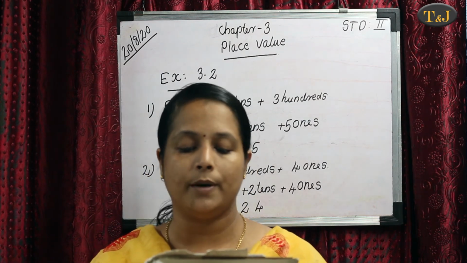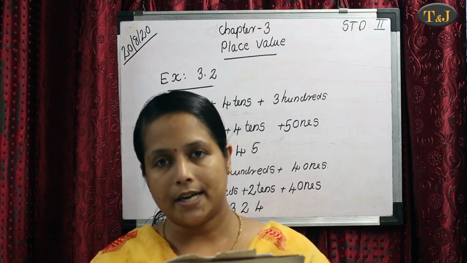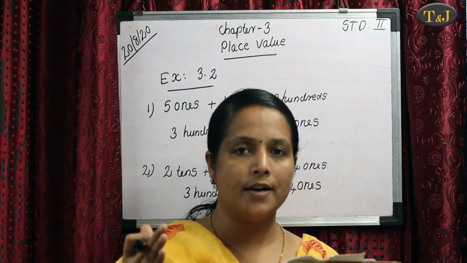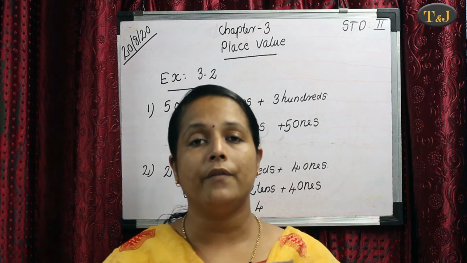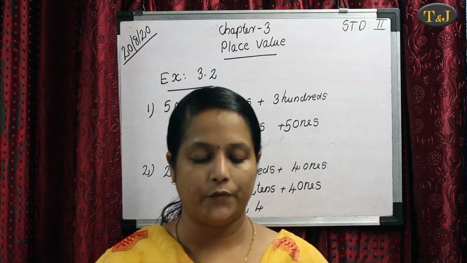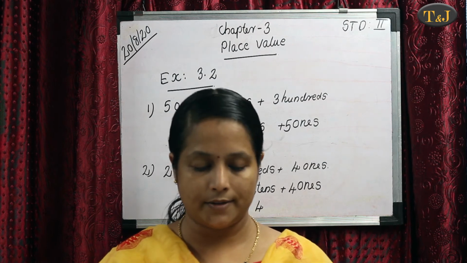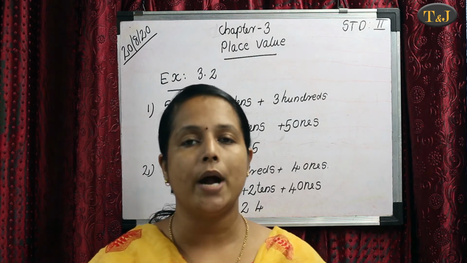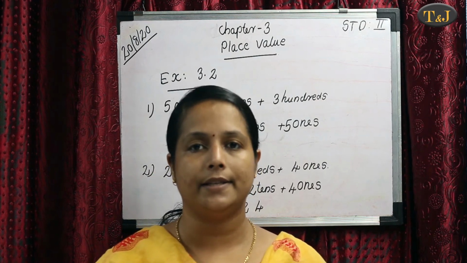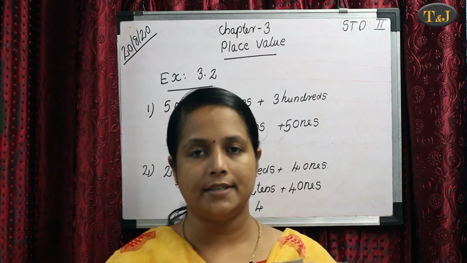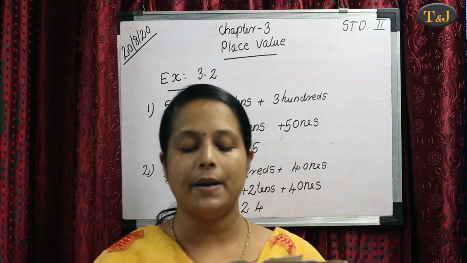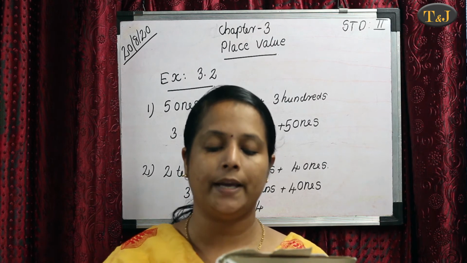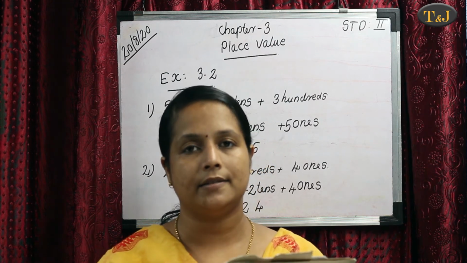Given problem, first problem 85. 85 equal dash tens plus dash ones. We already know how to do 85. First places: ones, tens. 5 is in ones place and 8 is in tens place. So we write 8 tens plus 5 ones. Okay, B problem we do the same way. Then C, 286. First we write the places: ones, tens, hundreds. Equal dash hundreds plus dash tens plus dash ones. First we write 2 in hundreds place, 8 in tens place and 6 in ones place.